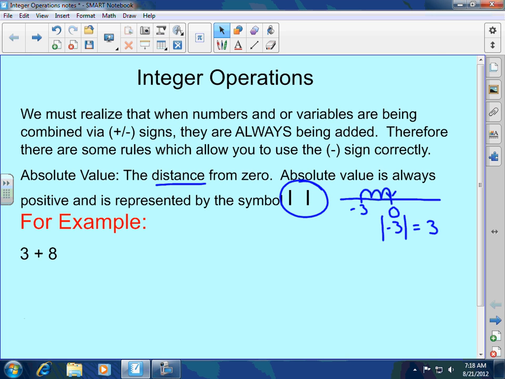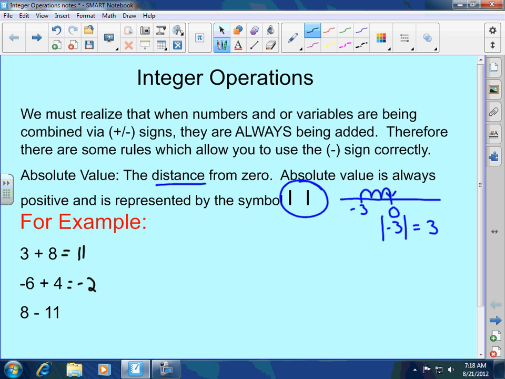3 plus 8. We know what 3 plus 8 is. That's going to be 11. Got -6 plus 4 being added here. This is a -6 being added to that 4, okay? The answer here is going to be -2. We're going to talk about why in a second. 8 minus 11. What this really means is 8 plus a -11. The answer to that's going to be -3. We're going to discuss that in a second.